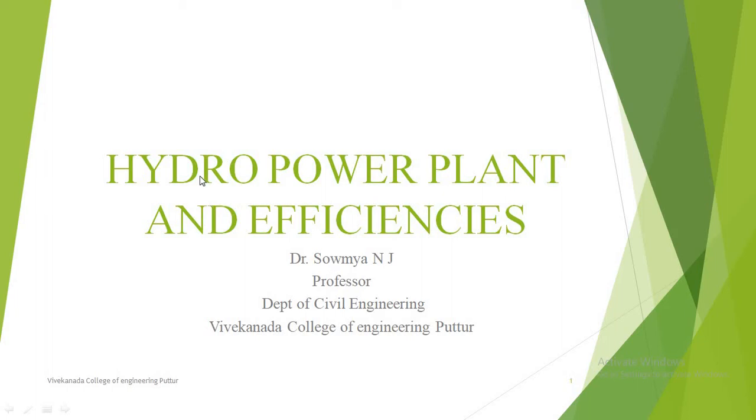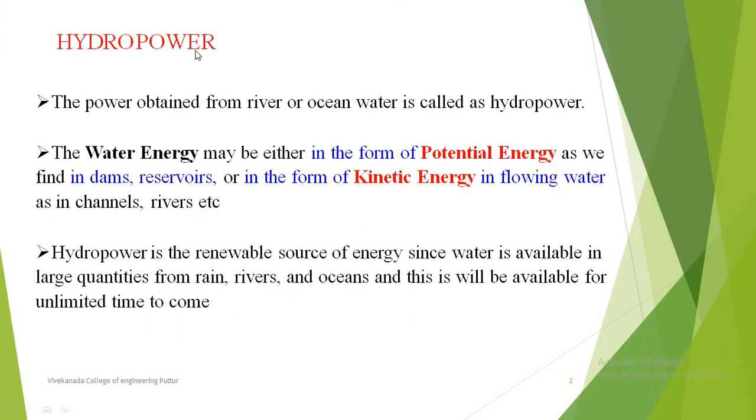Everyone, today we are going to study about hydropower plants and efficiencies. Hydropower: in the word itself there is a definition. Power is generated from hydro. Hydro means water. The water stored in the upstream side of the dam has potential energy. The flowing water has kinetic energy. Both potential energy and kinetic energy are used to generate electricity.